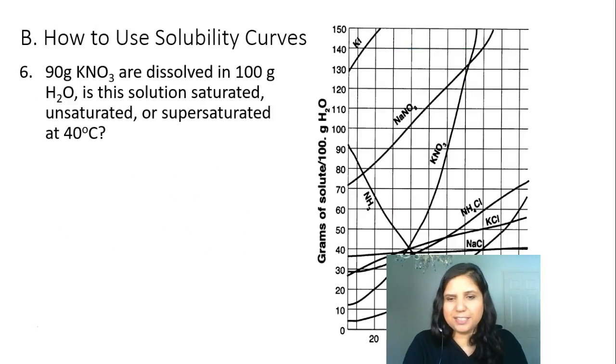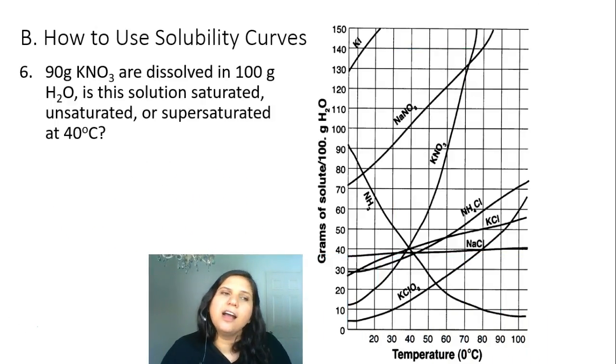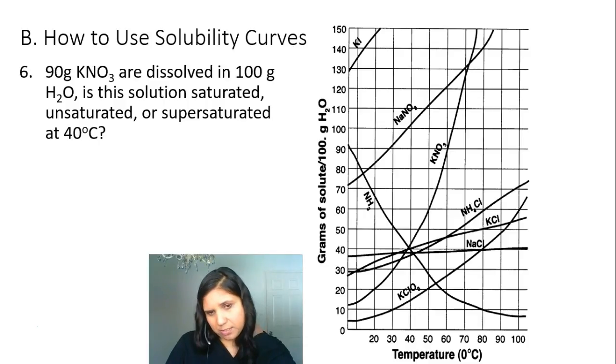All right, number 6. 90 grams of potassium nitrate are dissolved in 100 grams of water. Is the solution saturated, unsaturated, or supersaturated? Now it's saying it's dissolved in water. Good. So let's see. Where would that be on this graph? 90. It's all 100 grams of water, so we don't have to worry about that. And 40 degrees. That happens right here.